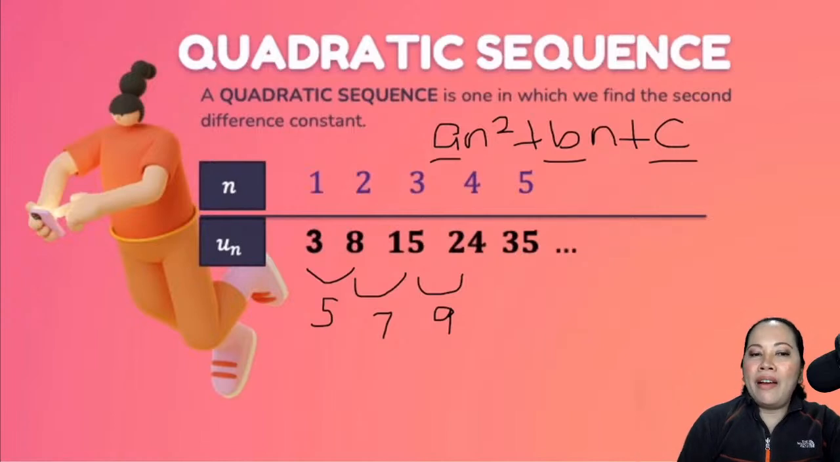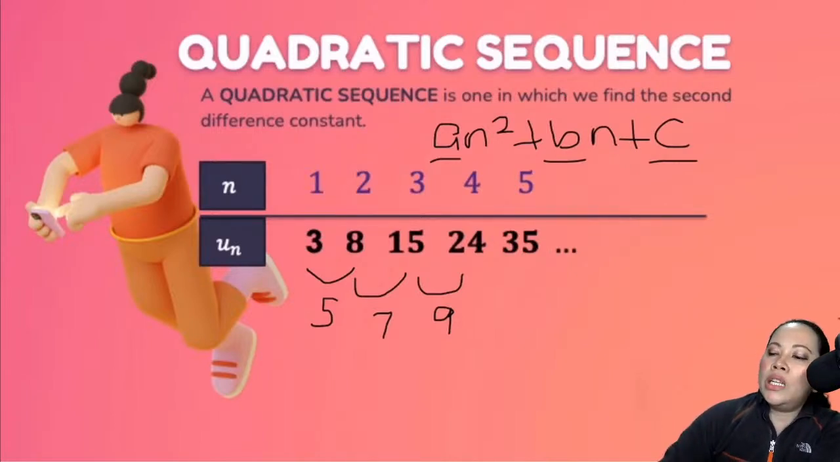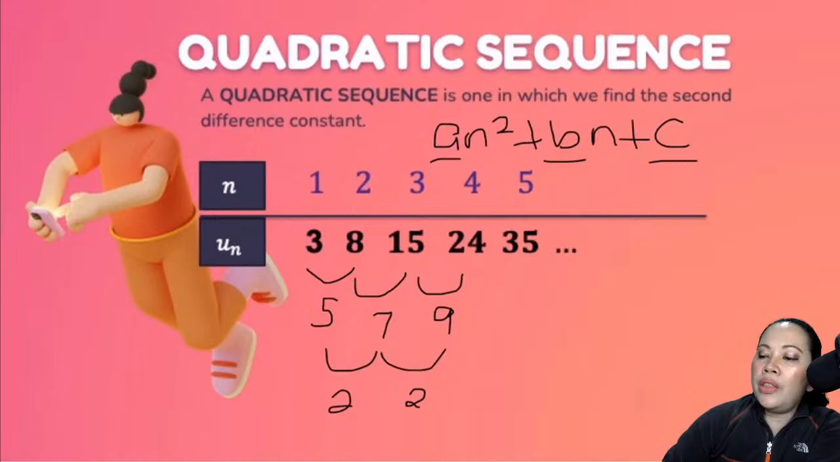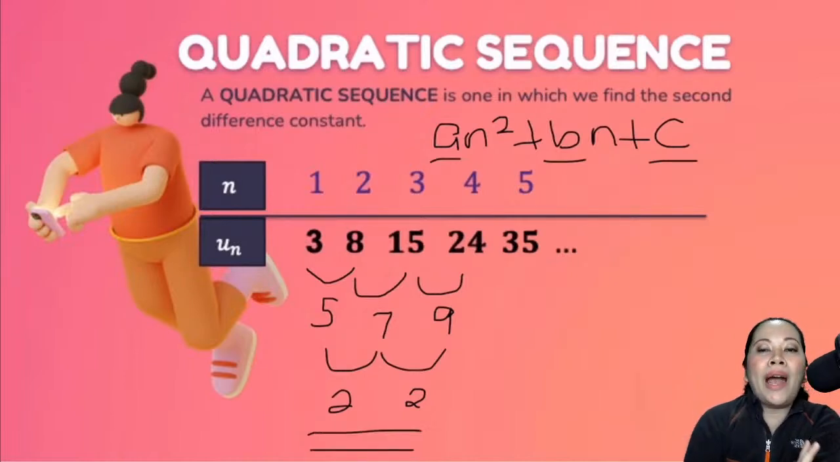So if you would notice, for sequences, there should be a common difference or a common ratio. Now 5, 7, 9, which is our first difference, doesn't have anything common. So you don't stop there. You have to continue until you get a common. So 7 minus 5 is 2. 9 minus 7 is 2. Therefore, at this point, you already have a common difference, which is 2.